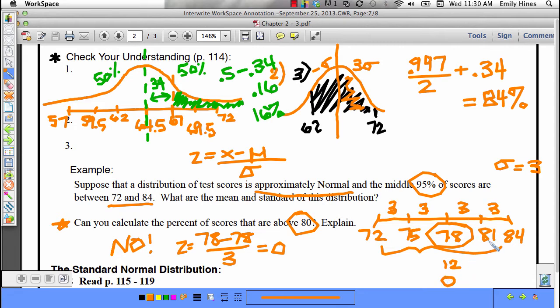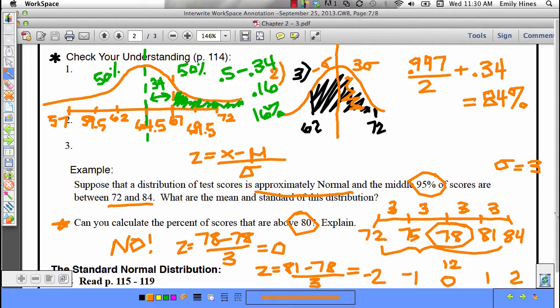The z-score of a standard deviation above, if I say 81 minus 78, that's going to give me 3. And so if I divide by 3, I'm going to get 1. Which means this would be a z-score of 2. This is negative 1, and this is negative 2.